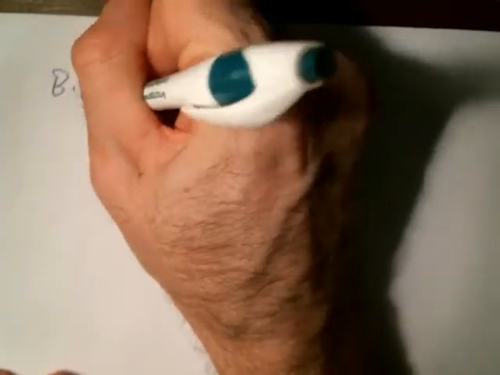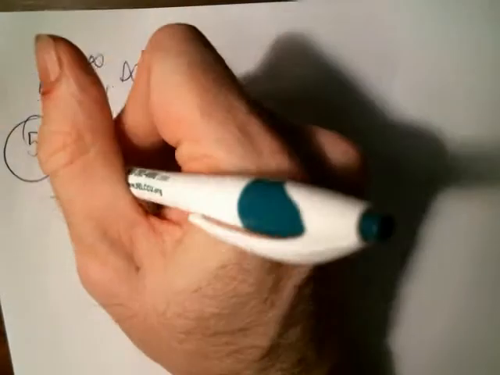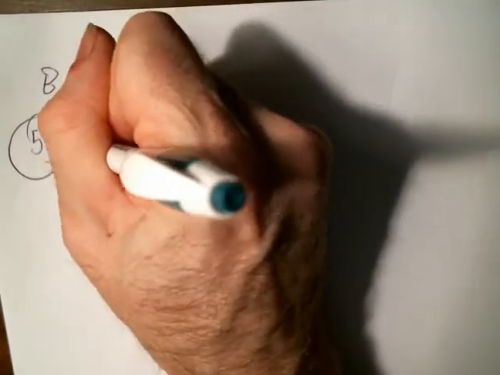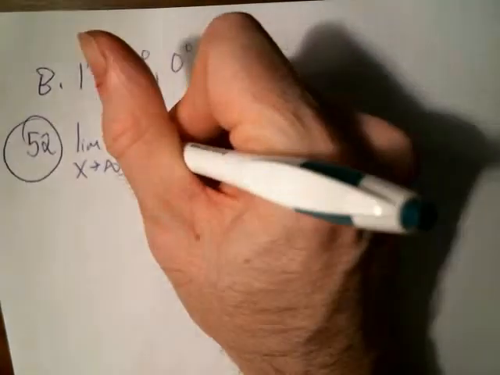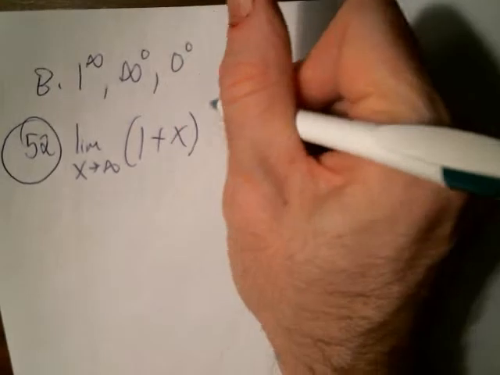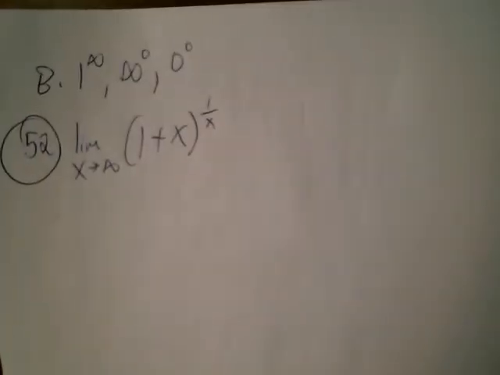Okay, the next type then has exponents involved, so it'll be something like 1 to the infinity, infinity to the 0, or 0 to the 0. The ultimate version of this is the limit as x goes to infinity of (1 plus x) to the 1 over x. We all know this, or some of us know this, is going to equal e, right?